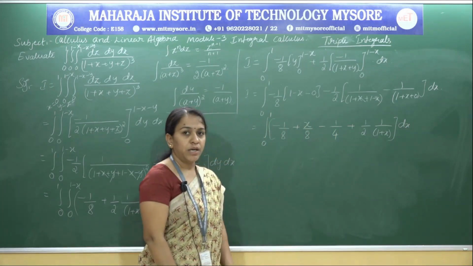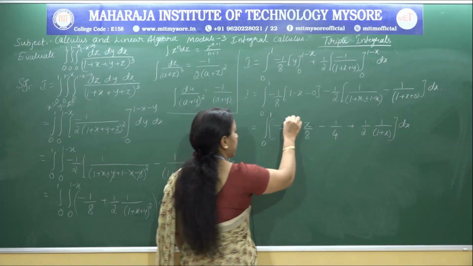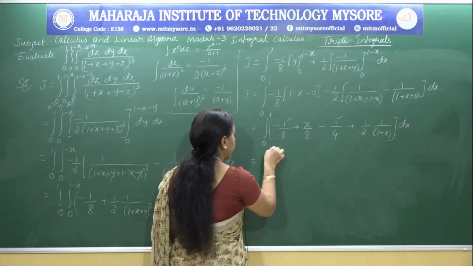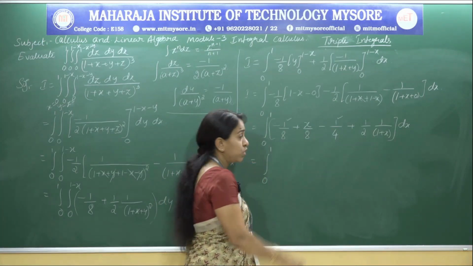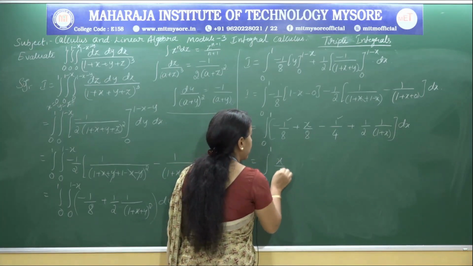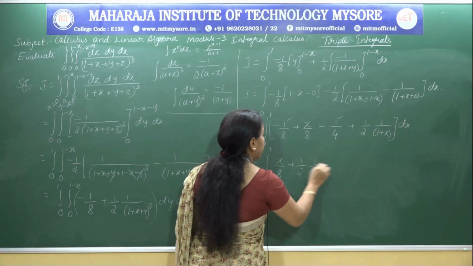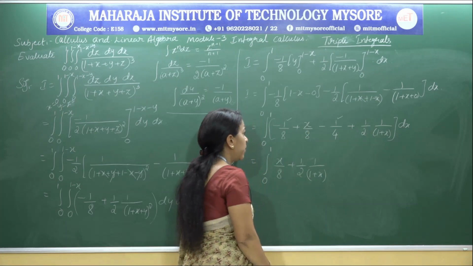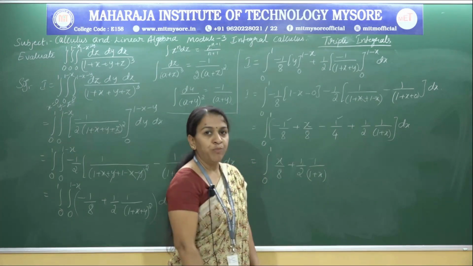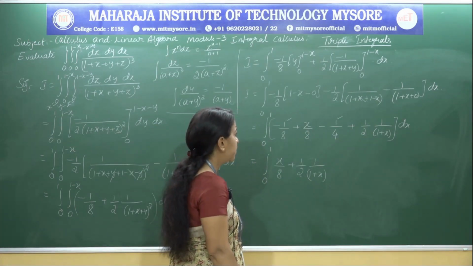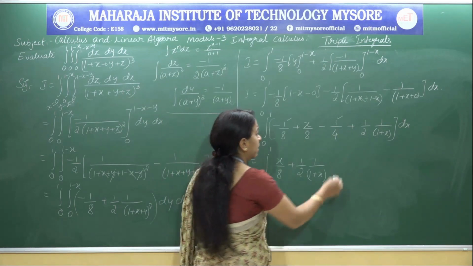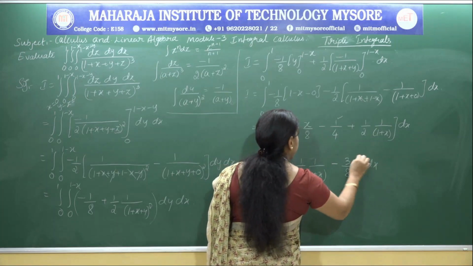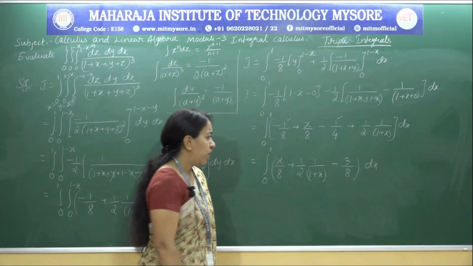So before going to integrate, I can simplify one more step, that is minus 1 by 8 and minus 1 by 4, that is integral 0 to 1, I write first the positive term, that is x by 8 plus 1 by 2 times of 1 by 1 plus x, then the simplified result of minus 1 by 8 and minus 1 by 4, 8 is LCM, so I remain with minus 1 minus 2 by 8 is nothing but minus 3 by 8 dx. So we are left with x variables.